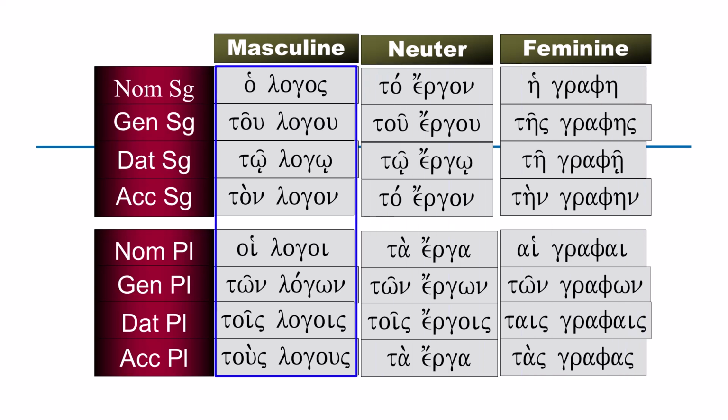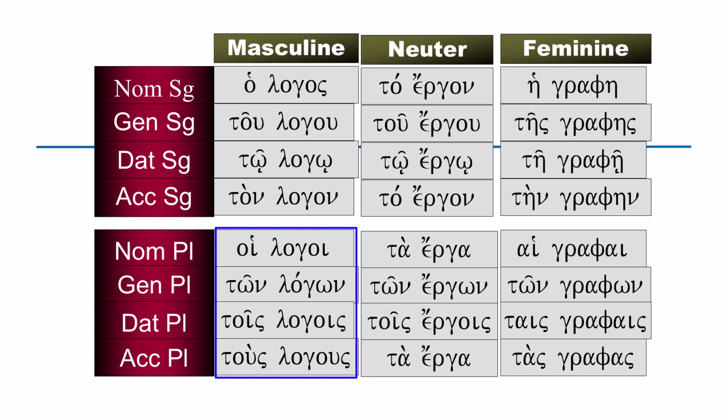And so here is how you translate the masculine. You have ho logos, meaning the word. You have tu logu, meaning of the word. You have to logo, meaning to the word. You have ton logon, meaning the word. And in the plural, you have hoi logoi, meaning the words. In the genitive, you have ton logon, meaning of the words.